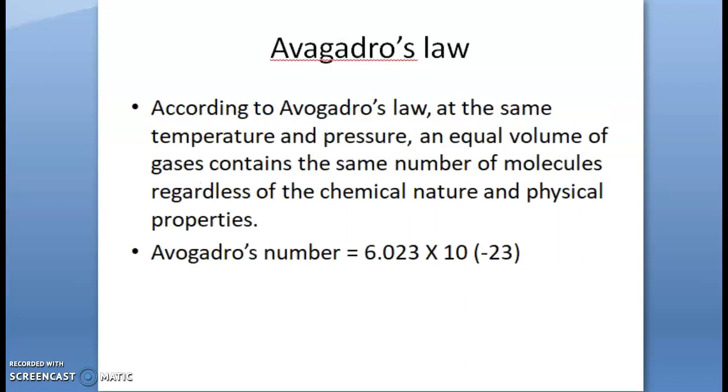Avogadro's law. If you are a student or a person from a chemistry background, you need to know Avogadro's law. According to this law, at the same temperature and pressure, equal volumes of gases contain the same number of molecules regardless of the chemical nature and physical properties, where we have the Avogadro number, which is equal to 6.023 into 10 to the power 23.